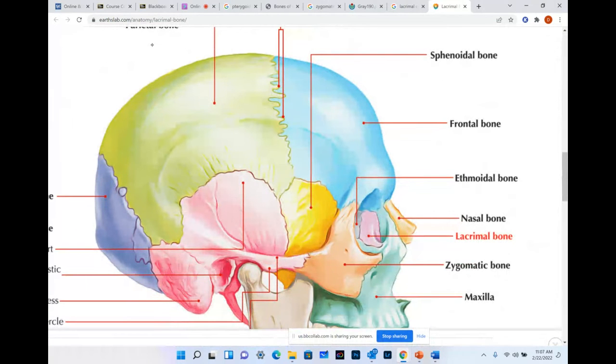Do you see this depression right here? The pink one is the lacrimal bone. You see that lacrimal bone? The pink one. In that, you can see a depression that is nasolacrimal groove. And then right here is the lacrimal canal. Do you understand?